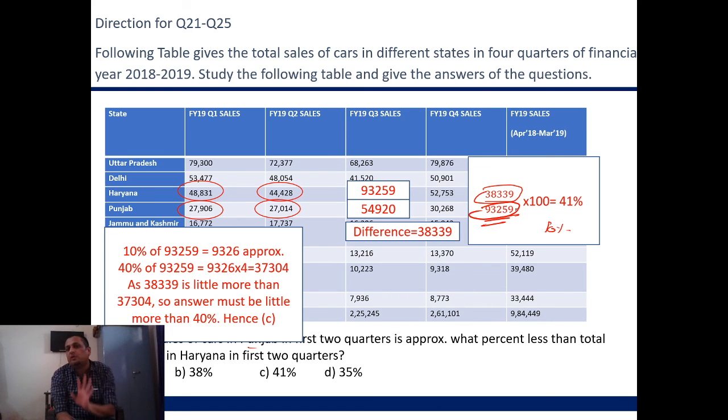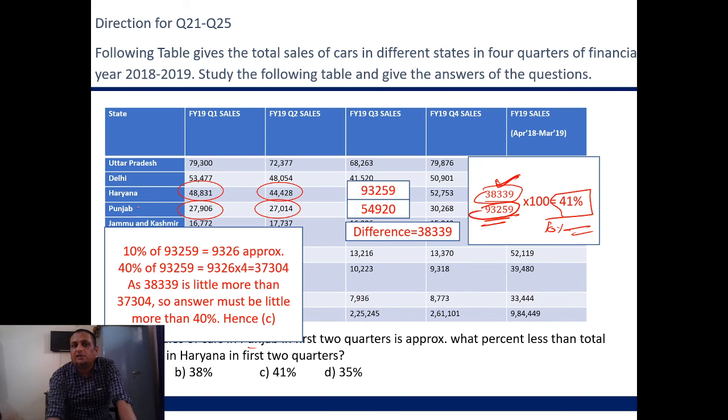Then 40% should be around 36,000. What is the difference from 9,000? It is approximately 300. So what is 4 times of 300? It is 1,200. So 40% should be around 36,000 plus 1,200, or you can say around 37,000. But this value is still more than that. So answer should be still more than 40%. Answer should be 41%.